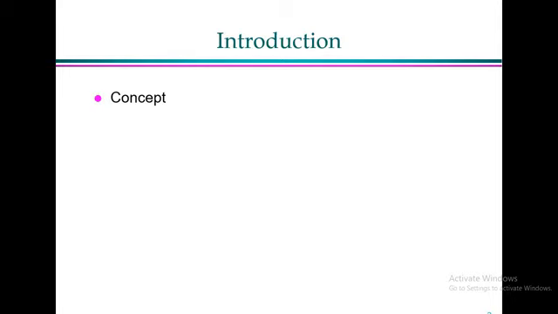Then we will see the arguments which are present in a macro processor. There are three types of argument. First is positional formal argument, second is keyword argument, and third one is default argument.